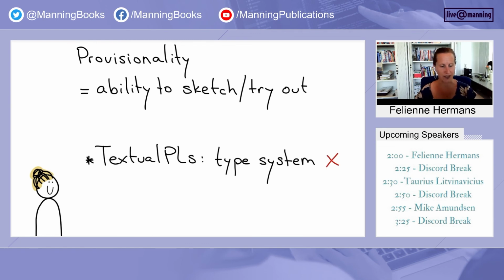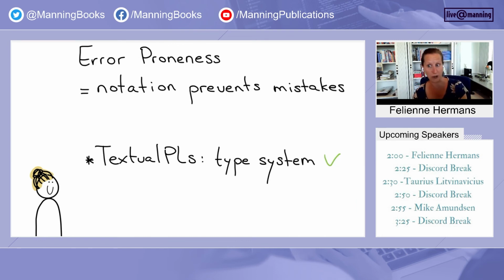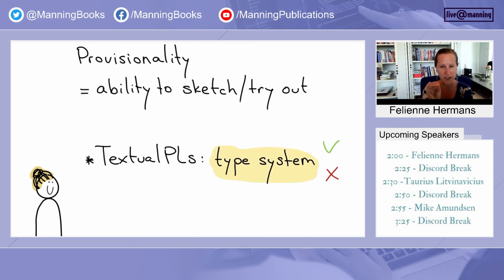So it's interesting because here we're saying provisionality is hindered by a type system, while earlier we said error proneness is actually improved by a type system. So you see that many aspects that programming languages can have aren't the one or the other. It's never like, oh, if we would only have this dimension set to maximum, everything would be flowery and perfect.